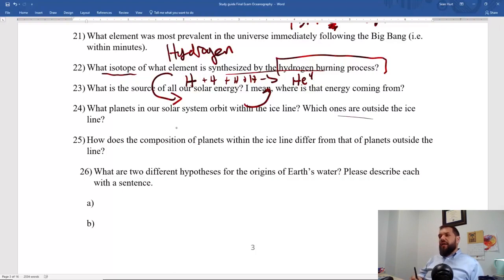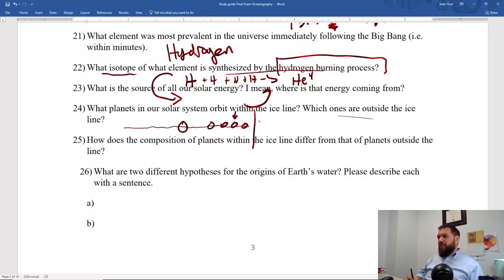Now, what planets in our solar system orbit within the ice line, and which are outside of the ice line? So remember that there's an ice line, or sometimes it's called a frost line, in our solar system. So we have the sun. Okay, there's a happy little sun there. And then you have a few planets, actually 4 planets that are terrestrial. That includes the Earth. That's the third rock from the sun, right? It's the third planet from the sun.